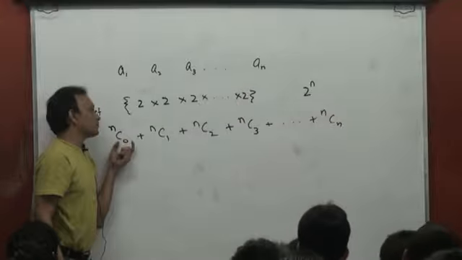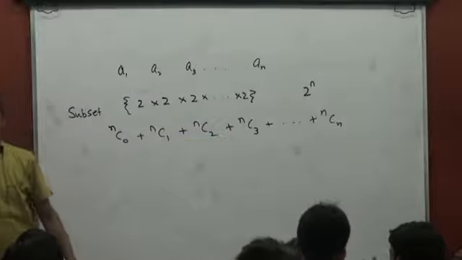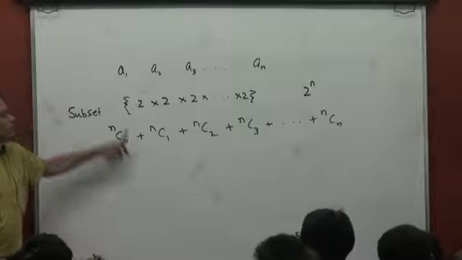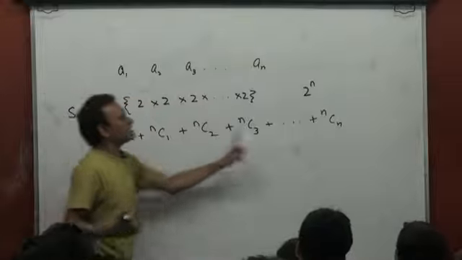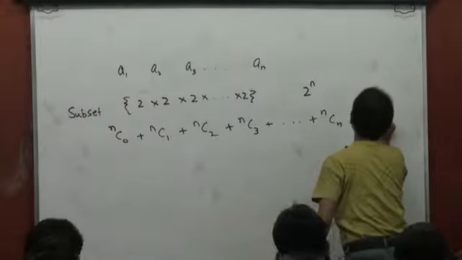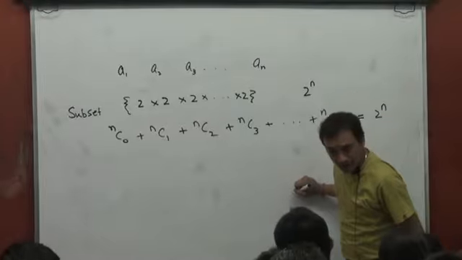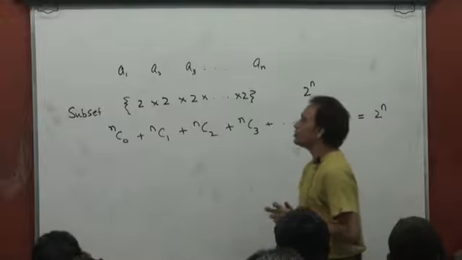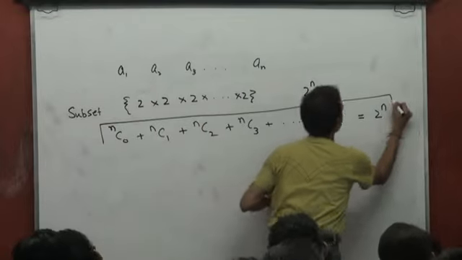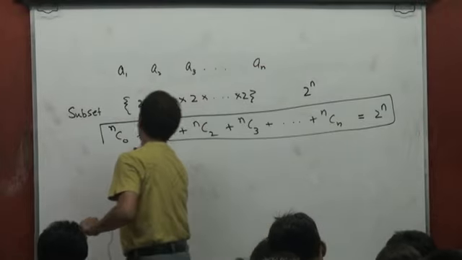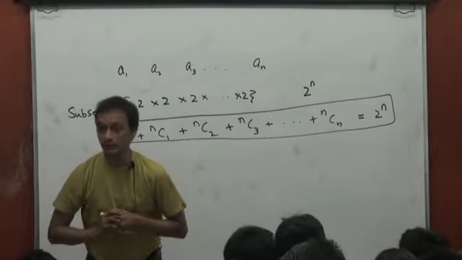This will give me all possible subsets, size 0, size 1, size 2, size 3, size n, that could be generated out of these n elements, A1, A2, A3, AN. And this must be 2 to the power n. Total number of subsets is 2 to the power n. So now this is important. NC0 plus NC1 plus NC2 plus NC3 plus NCn will be 2 to the power n, right?